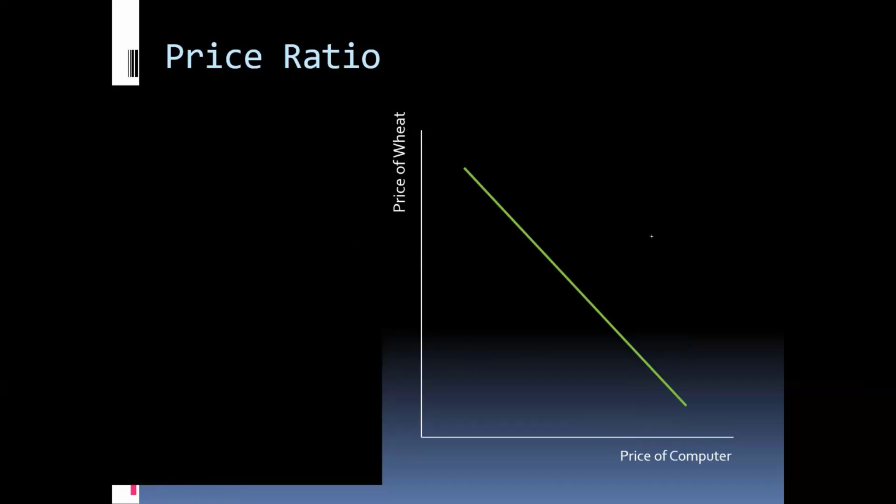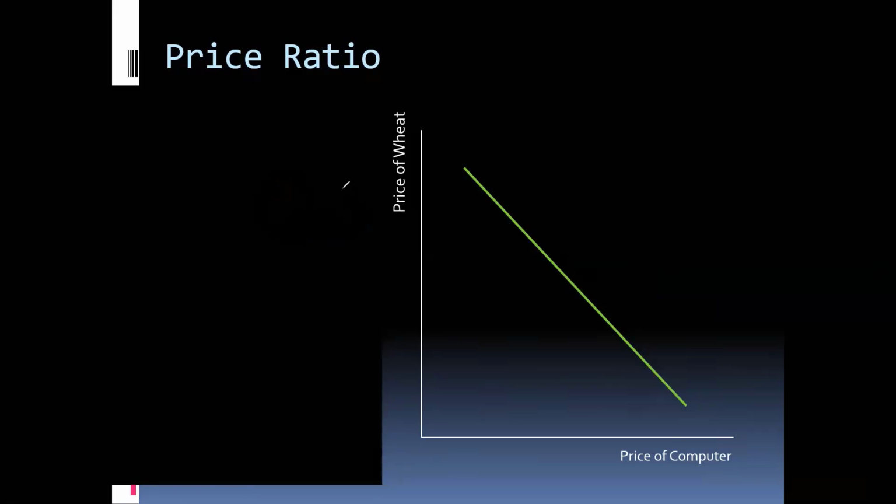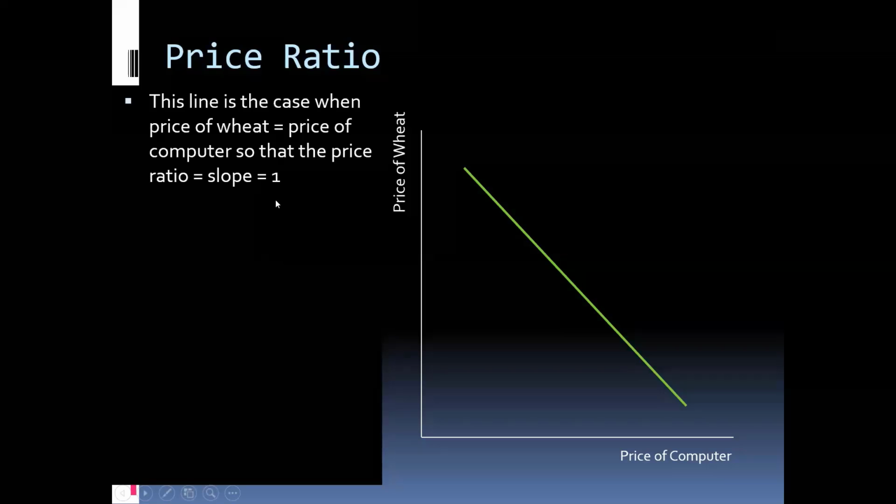The price ratio line will be a 45 degree line. So the price ratio line is like this. This line is the case when the price of wheat is equal to the price of computer. So if both goods have the same price, then the price ratio line will have a slope of one. And I will confirm that it has a slope of one.